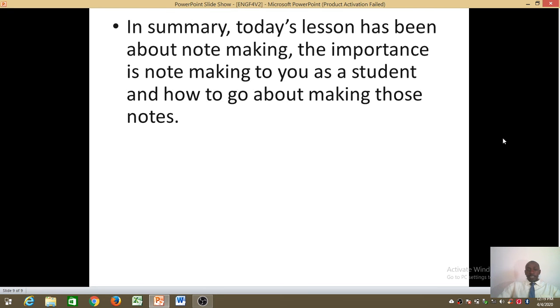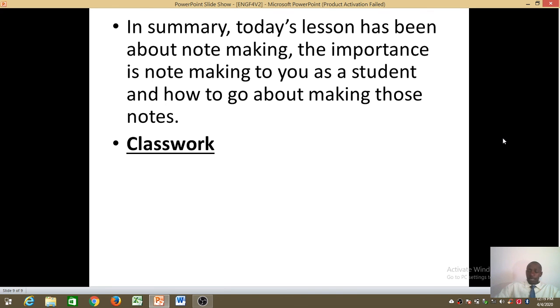So in this particular case, we have tried to look at how we make notes. In summary of today's lesson, when you are making these notes as a student, you have to know exactly what importance this given topic has. And you also have to know, how do I go about making these notes? What are the points to consider when I'm making these notes?